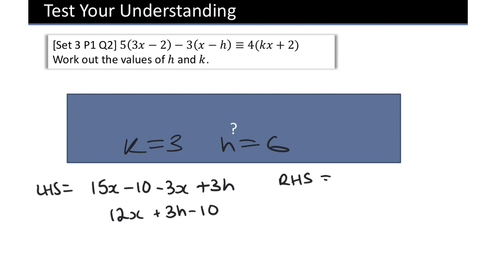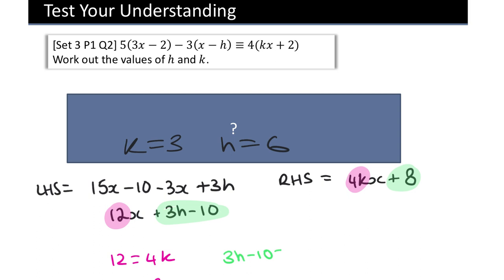Right-hand side equals 4kx plus 8. Again, I cannot simplify any further. Now if I equate coefficients, the coefficient of x is 12. Coefficient of x here is 4k. So that means 12 equals 4k, k equals 3. Then we have 8 on its own, so then 3h minus 10 must equal 8. 3h equals 18, h equals 6.